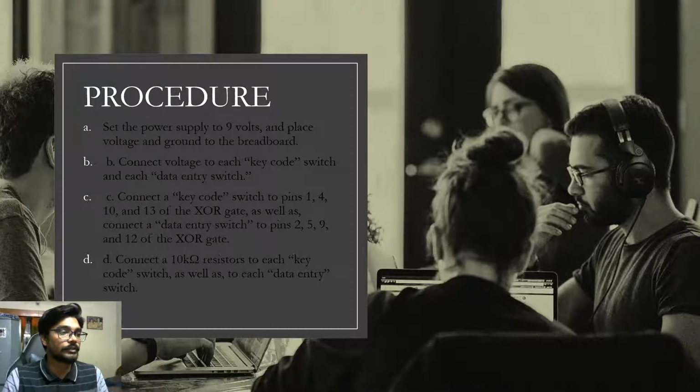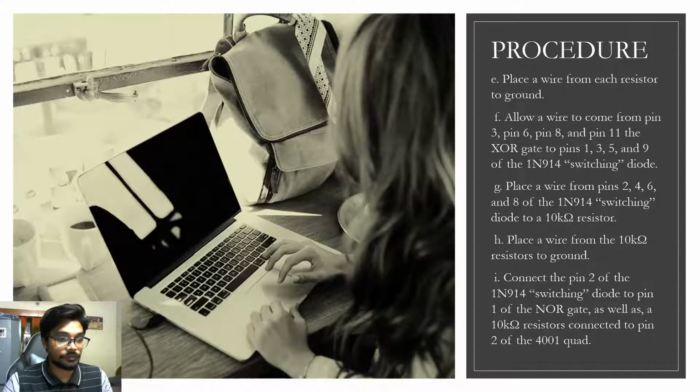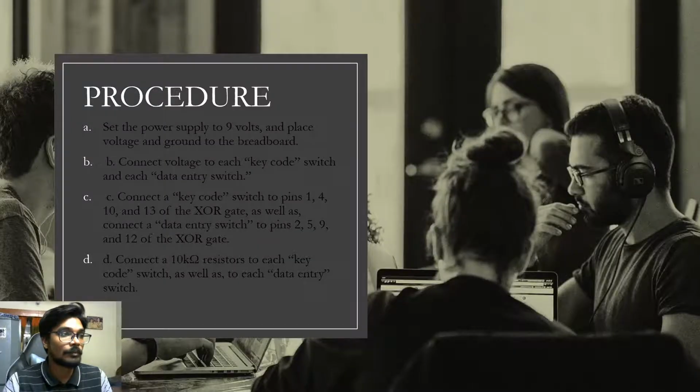So the procedures are of many types. There are many procedures we can see. Some of them: if we set a power supply of 9 volts and a ground on the board, then the key code switch will enter the data. The correct key code goes to pins 1 to 13 of the XOR gate as well as the data entry switch pin.